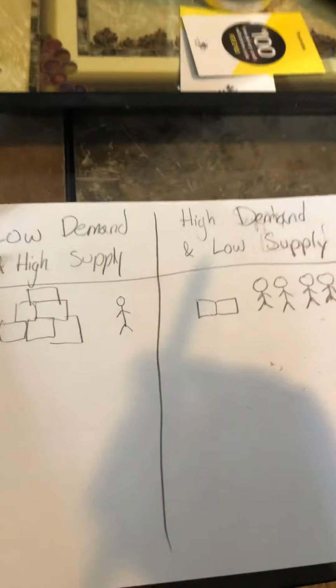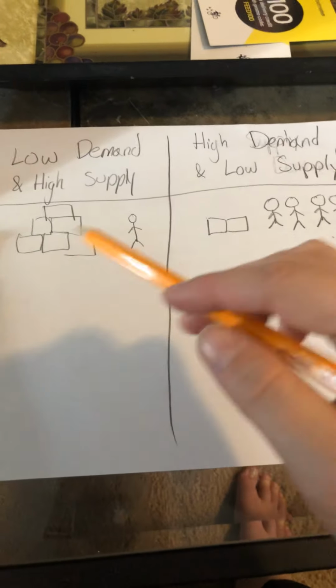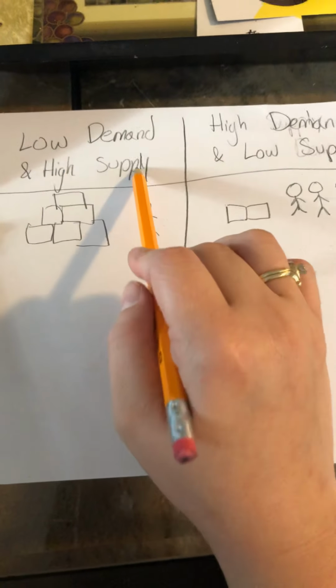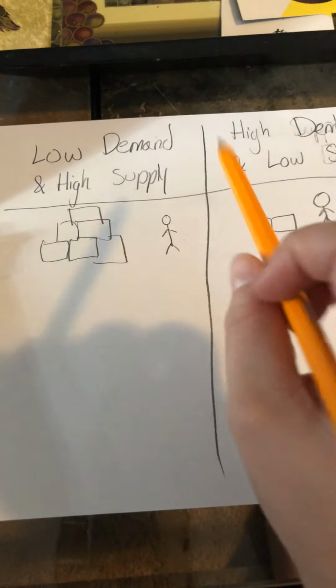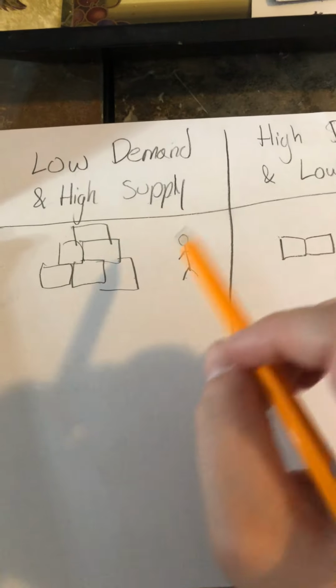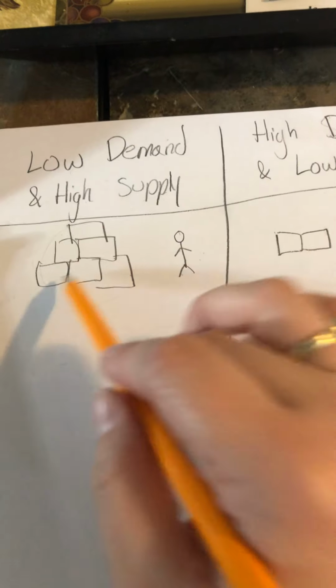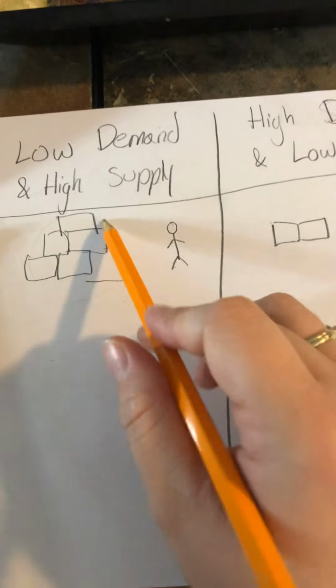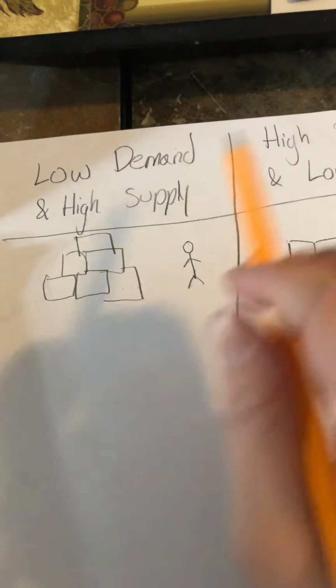Let me show you on a picture. On your assignment today, your paper is going to kind of look like this. It's going to have two sides. One side will say low demand and high supply. Low demand means there's only maybe one or two people that might want it. High supply means there's a lot of that item still left. So if this person only gets one, there's still going to be a whole lot of these boxes left.